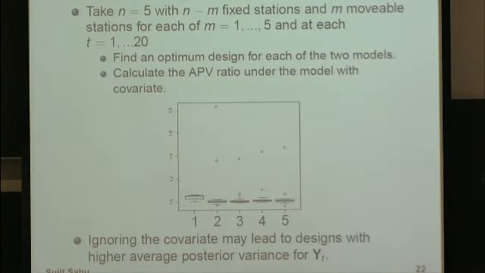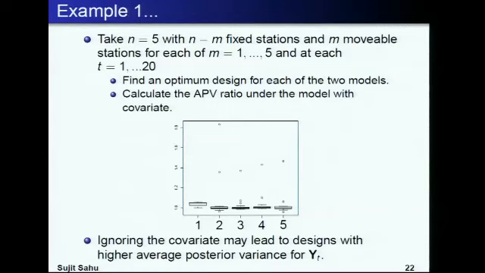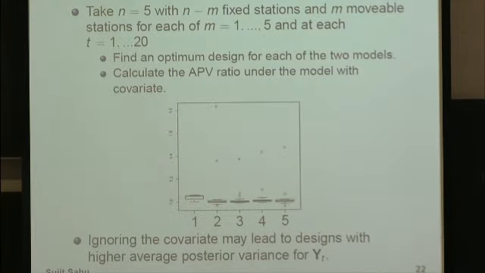So, we take n equal to 5. At every time point we are sampling 5 locations, with n minus m fixed stations and m movable stations, and that m will vary from 1 to 5. We find an optimum design for each of the two models, one with the covariate and one without, and we calculate the APV ratio under the model with covariate. An APV ratio greater than 1 favors the new design, and less than 1 favors the one without.